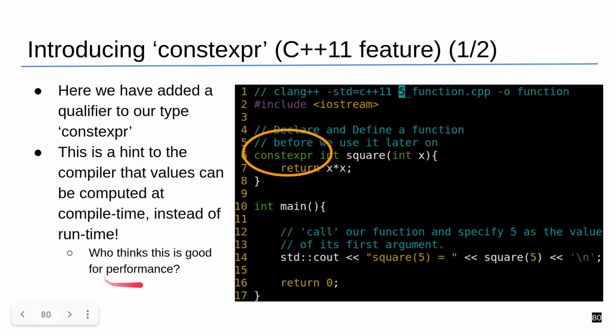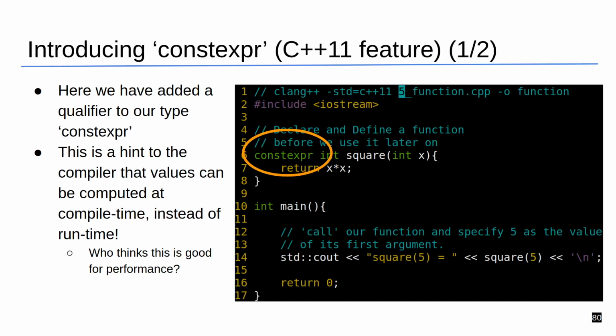So who thinks this is good for performance? Oh, I just told you it should be. But there's a trade-off, though. Does that mean you couldn't take user input into a constexpr function? Like, it has to be within the program itself?